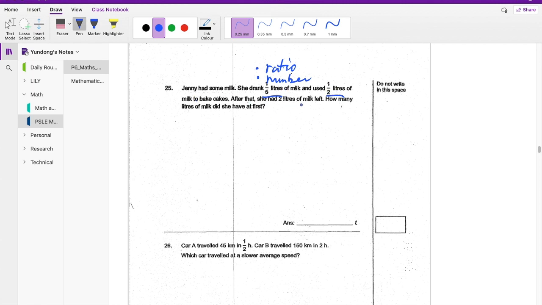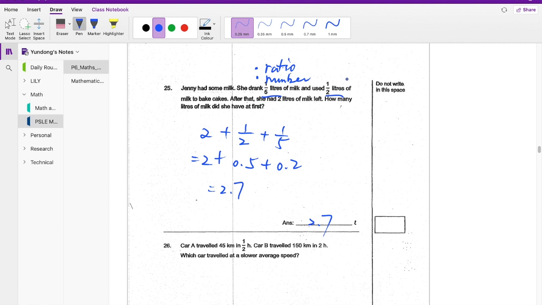Then after, I had 2 left, so we have at first 2 plus 1/2 plus 1/5. This one is 2 plus 0.5 plus 0.2. So the answer is 2.7. But here, if there's no unit, then it will be very different. You need to be very careful. So this is a trap here sometimes.